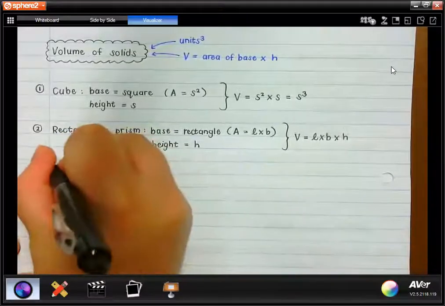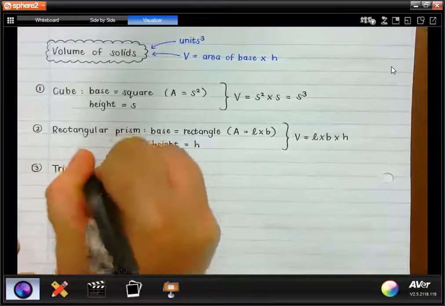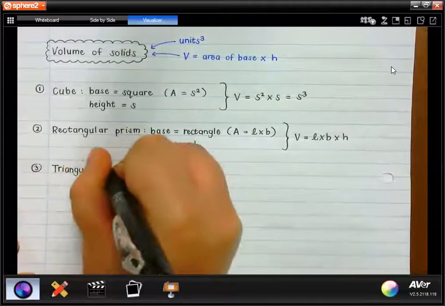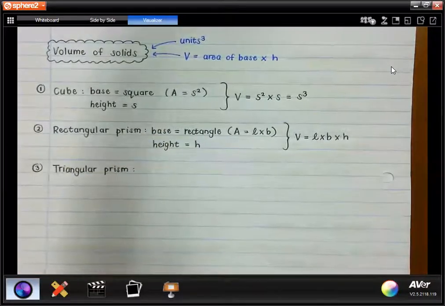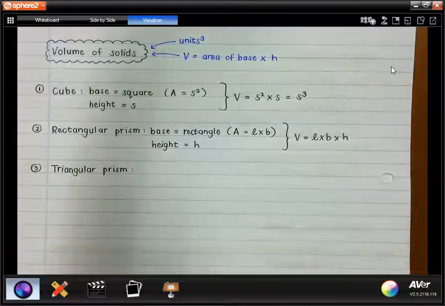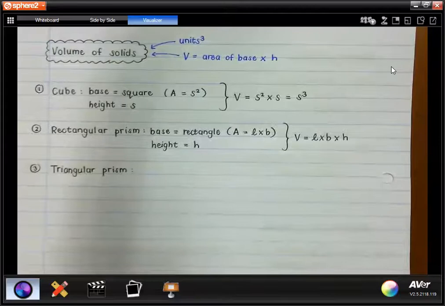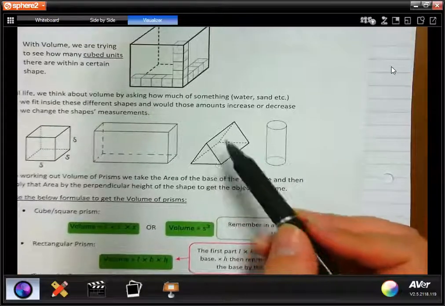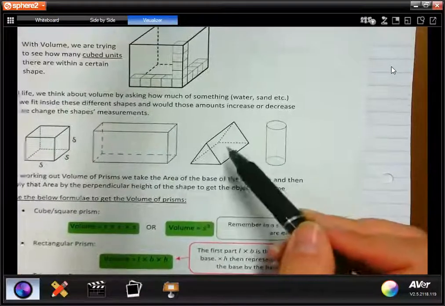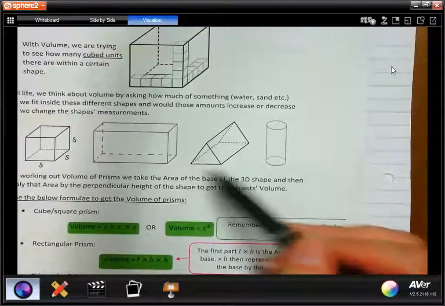A triangular prism. Now, the thing about a triangular prism is that sometimes they're going to draw the triangular prism so that it's not actually lying on its base. All right, if we look at this picture here, what shape is it standing on? What shape is at the bottom of this whole prism? A rectangle. But guys, the base is actually a triangle.